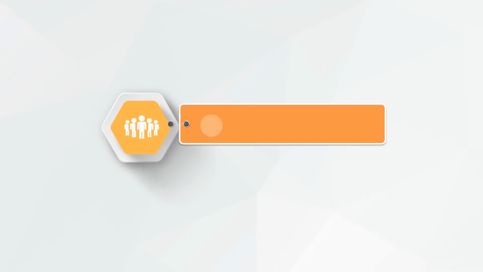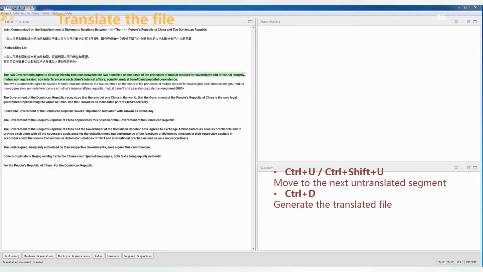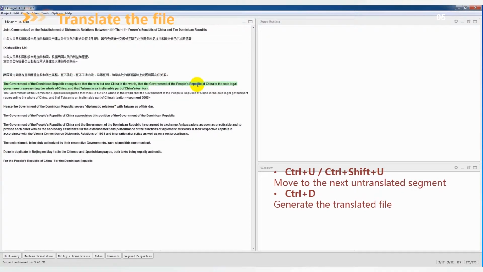After setting up the new project, you can start to translate the file. OmegaT will present one segment at a time for you to translate. As shown in the video, the segment in green is the one for current translation. First, please enter your translation. After you have translated each segment, press Ctrl+U to move to the next untranslated segment.